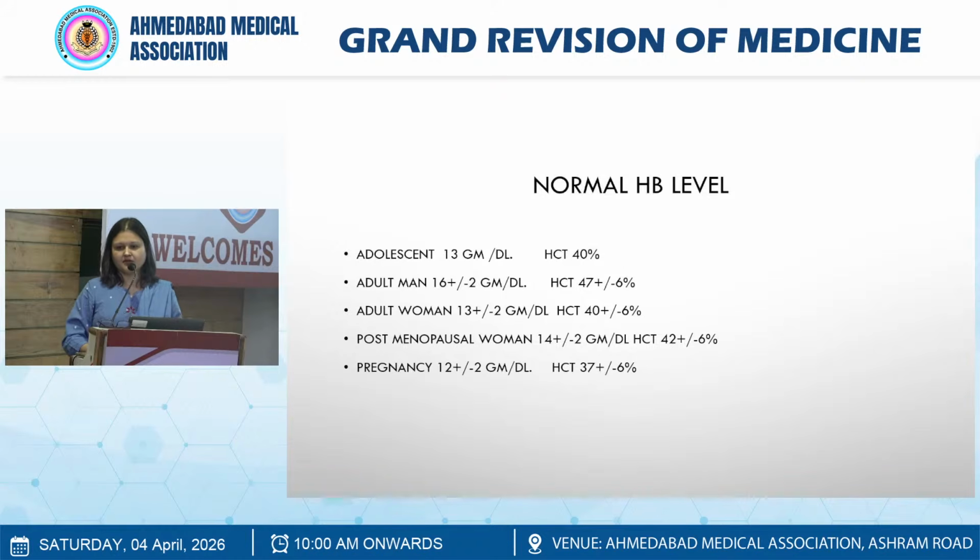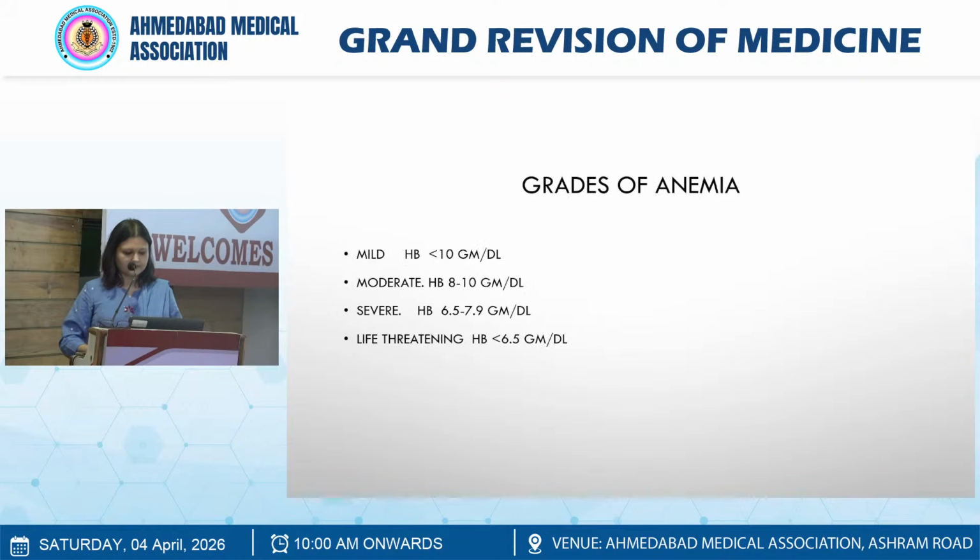These are the normal levels of hemoglobin. Grades of anemia: mild when the hemoglobin level is less than 10 gram per deciliter, moderate when hemoglobin level is 8 to 10 gram per deciliter, severe when hemoglobin level is 6.5 to 7.9 gram per deciliter, and life threatening means here you have to transfuse the blood. We cannot give oral therapy or parenteral iron supplementation here when hemoglobin level is less than 6.5 gram per deciliter.